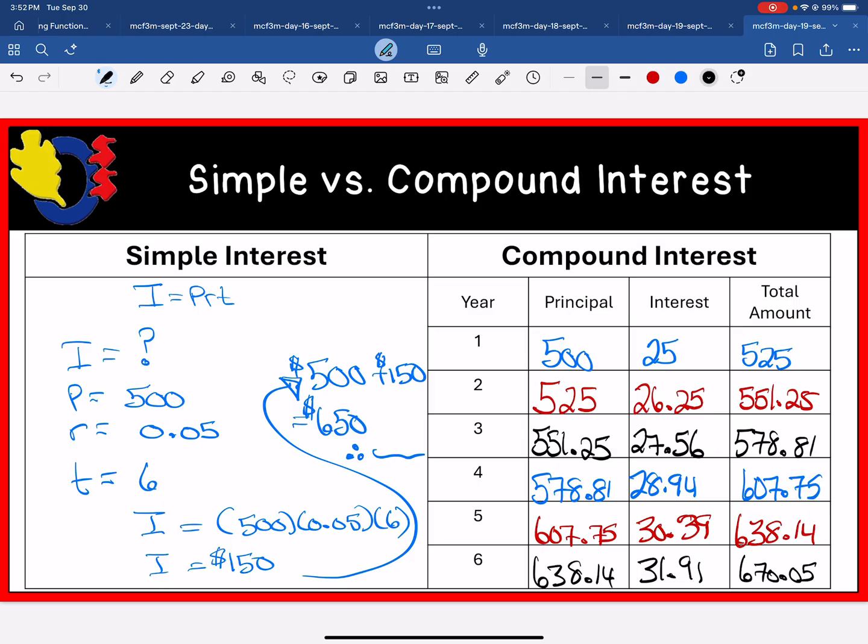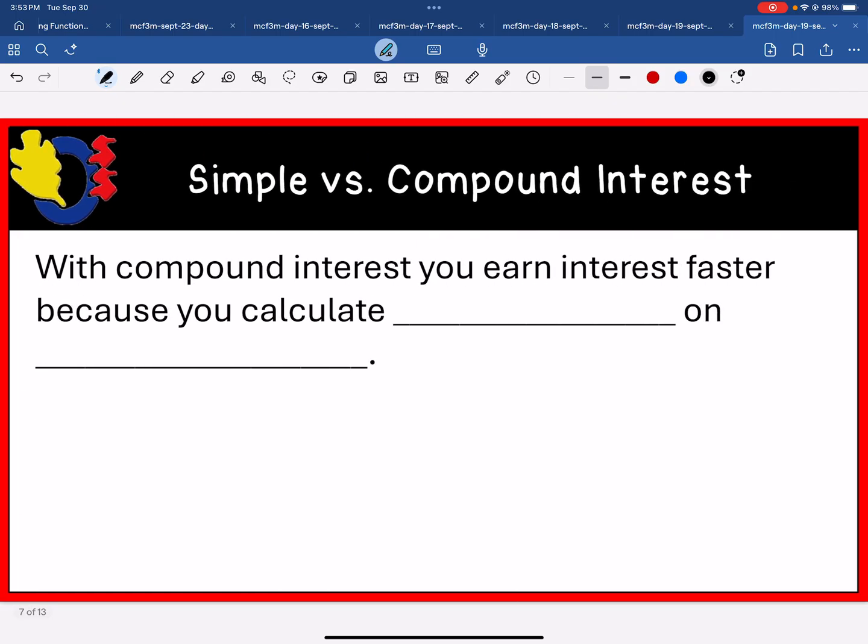So instead of making the chart every time, there is a formula, and we're going to be looking at that next. So we can see if we actually compare the two here, with compound interest we make $20.05 more than if we were just investing with simple interest. Okay, next, with compound interest, you earn interest faster because you calculate interest on interest.